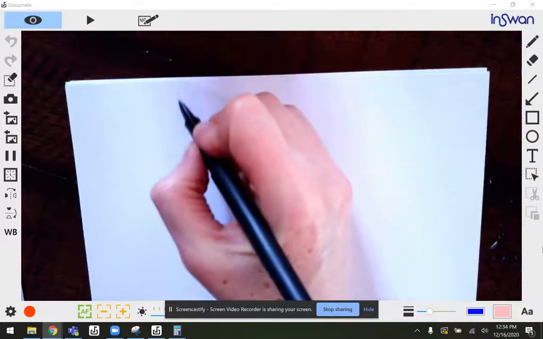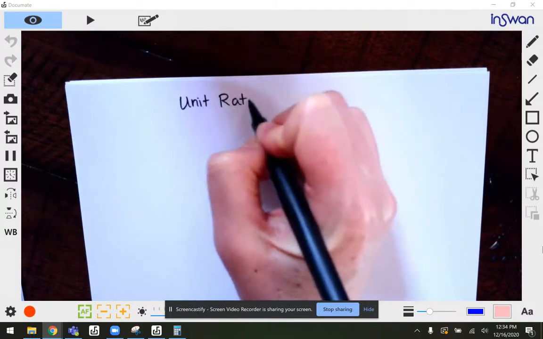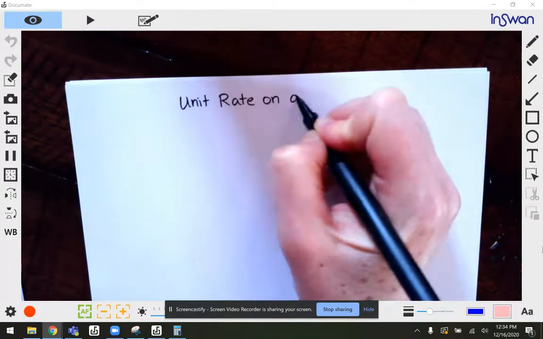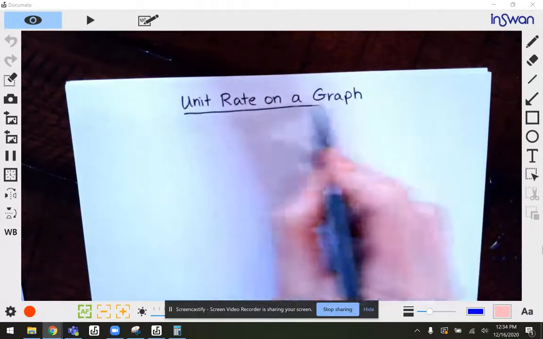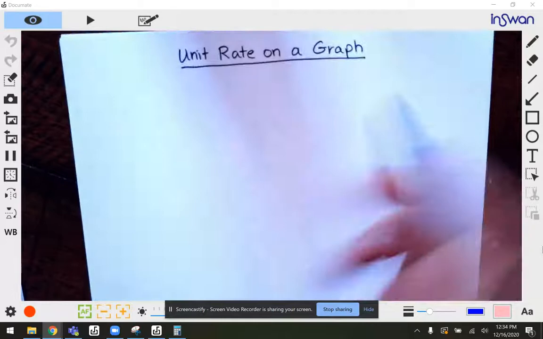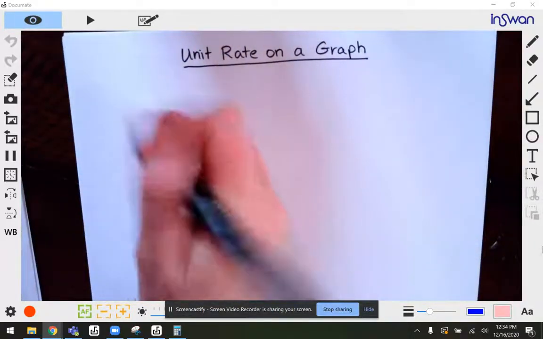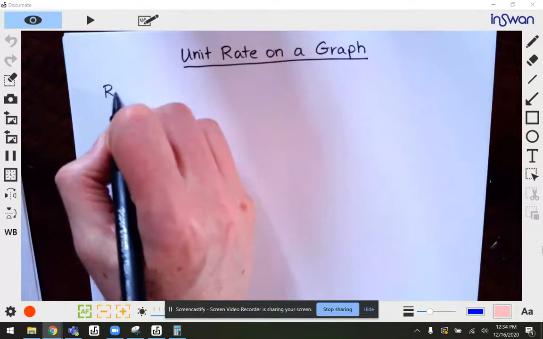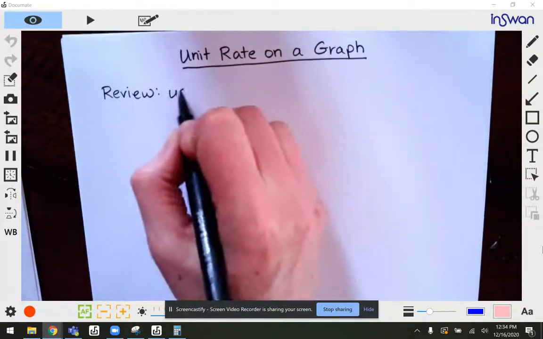Hey guys, today we're going to be learning about how to find the unit rate on a graph. Now, before we can actually jump into the unit rate, we need to review a little bit about how to use a coordinate plane. So let's do a quick review on using a graph.